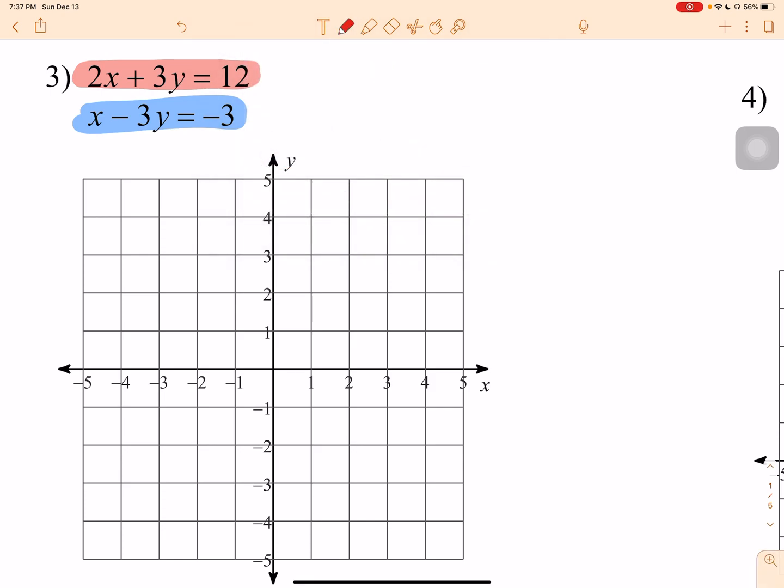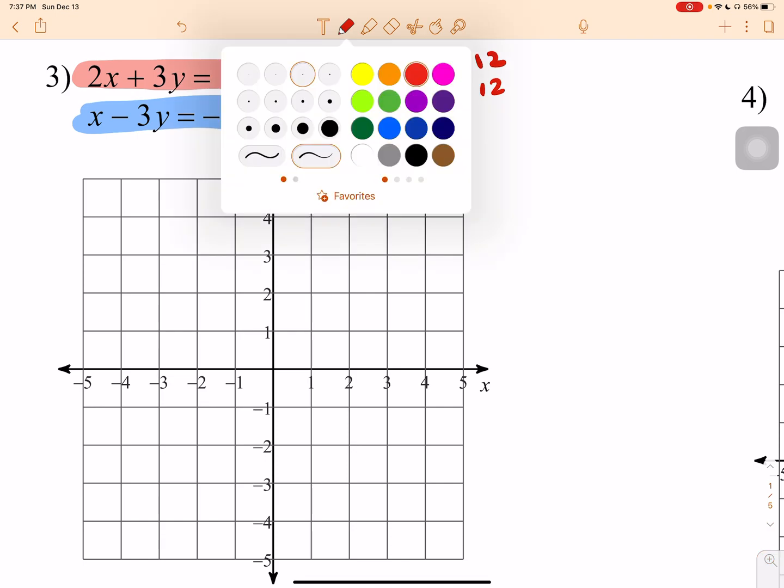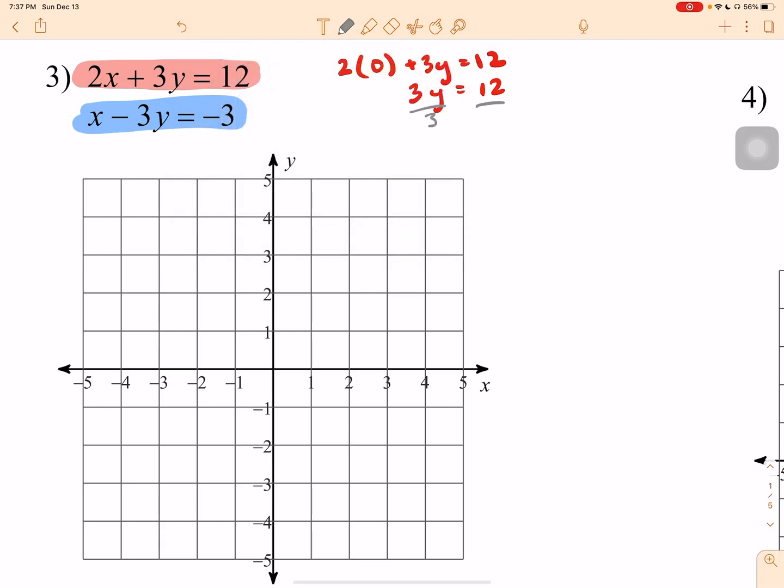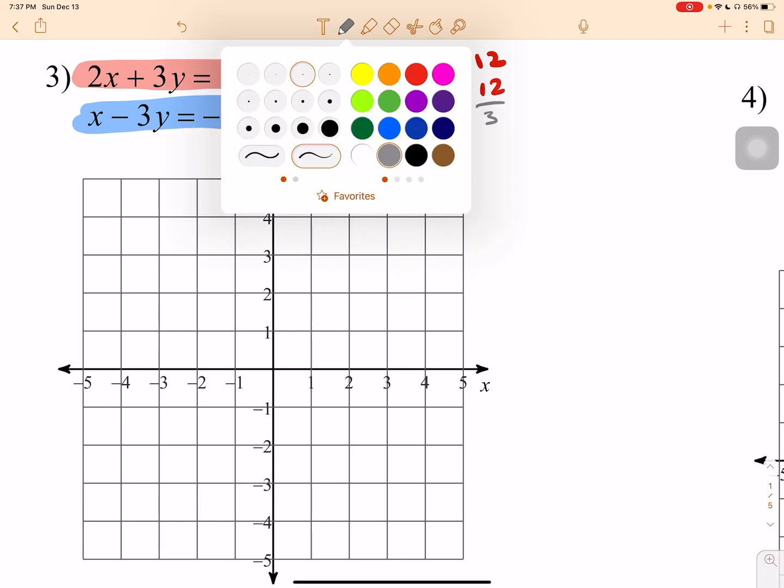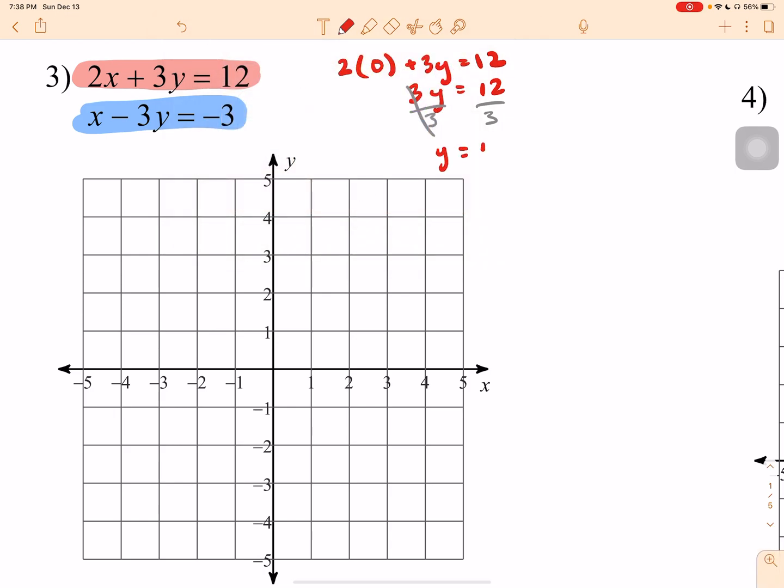So for my red line, if I were to plug a 0 in for x and then solve for y, this would be 0 plus 3y equals 12. So really I didn't need to write the 0 at all. I'm going to also rewrite that 3. There we go. And now if I were to solve for y, I'm going to get y equals 4.